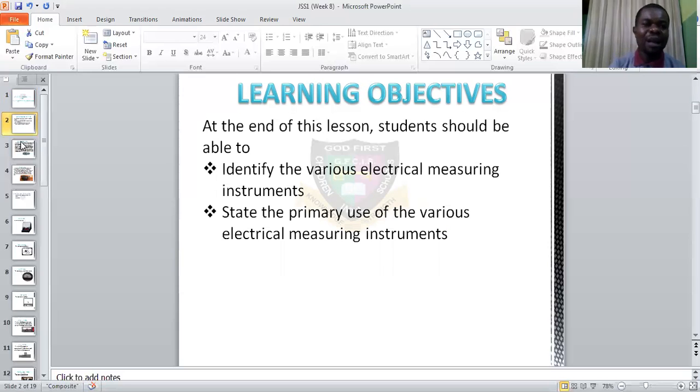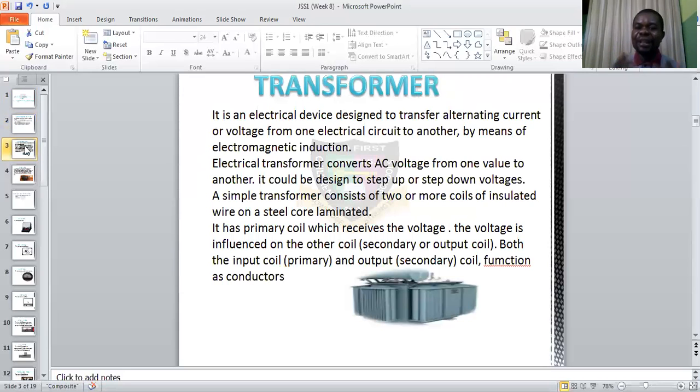Now let us look at the instruments that we're talking about. Number one is the transformer. You always say, hey, up NEPA. That source is from where? That's PHCN. And what type of current is that? When you say up NEPA, it is the alternating current. All right, you're good students. Do not forget the difference between the alternating and the direct current.